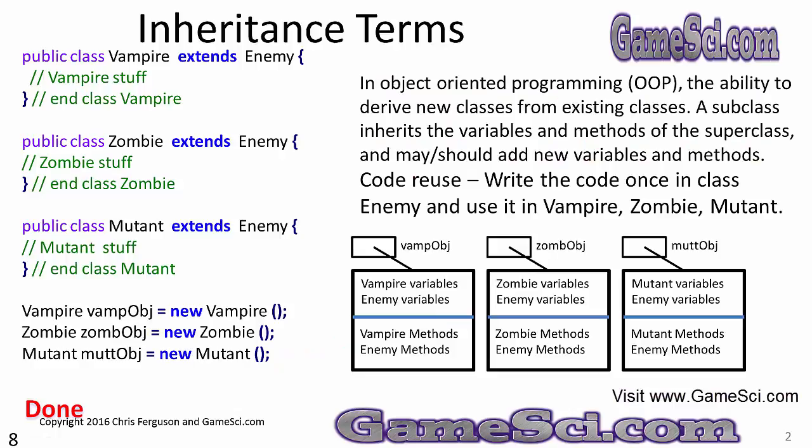In object-oriented programming, or OOP, inheritance is the ability to derive new classes from existing classes. A subclass inherits the variables and methods of the superclass and may, dare I say should, add new variables and methods. Inheritance allows code reuse. We want to write the code once in class Enemy and use it in Vampire, Zombie, and Mutant. Anything that we put in class Enemy will automatically be picked up by Vampire, Zombie, and Mutant.